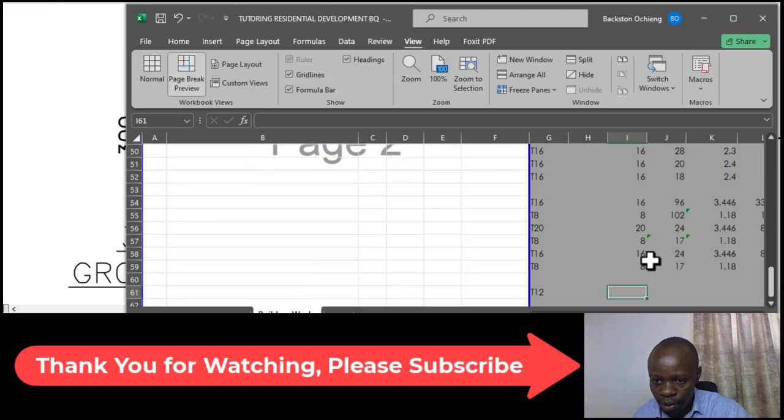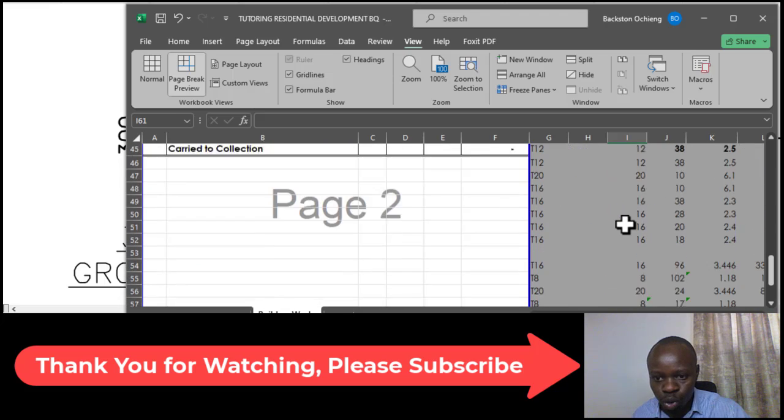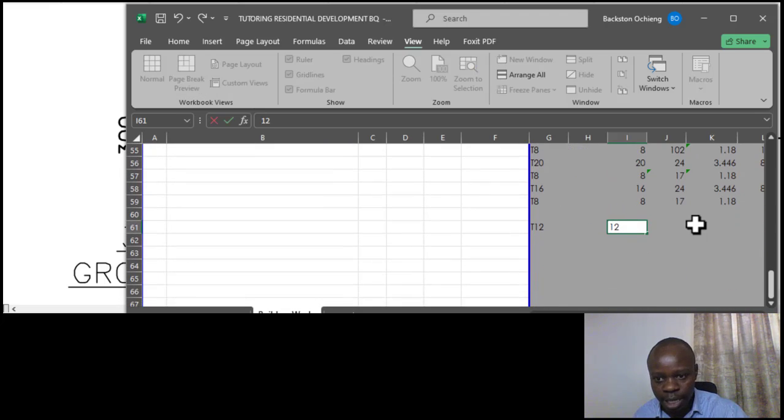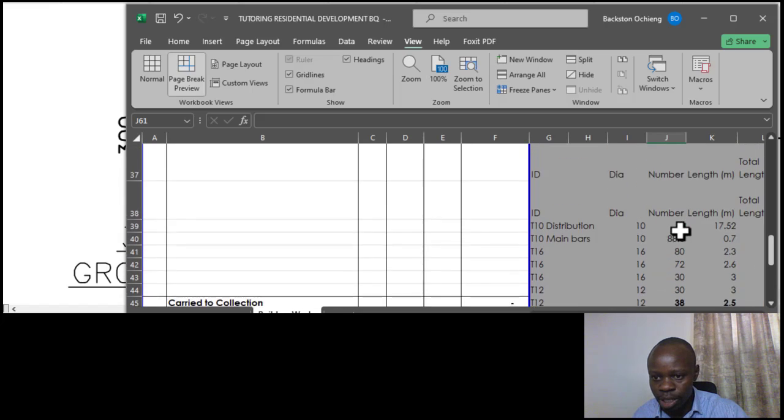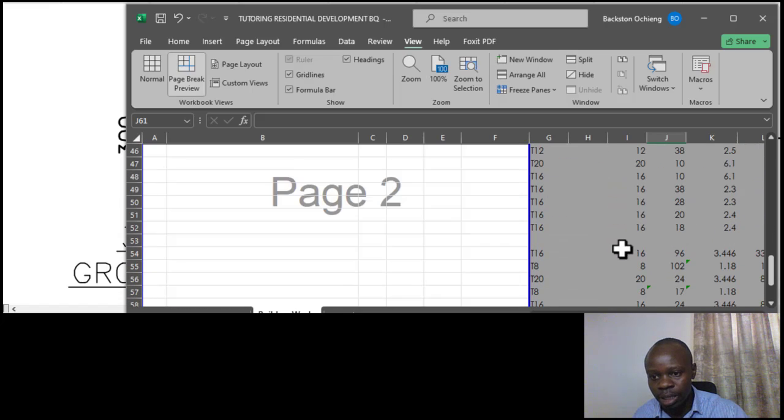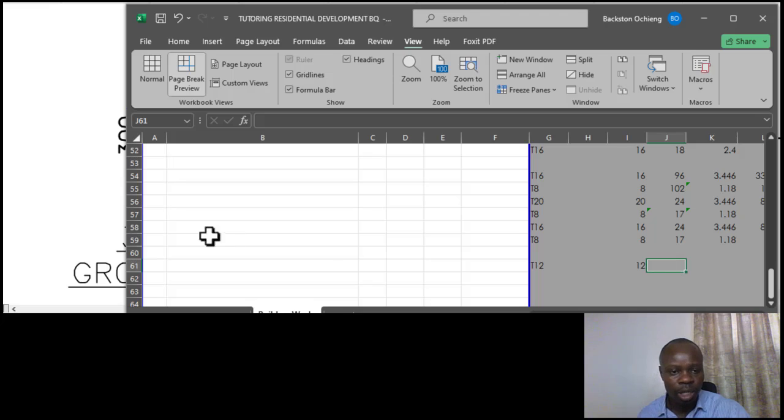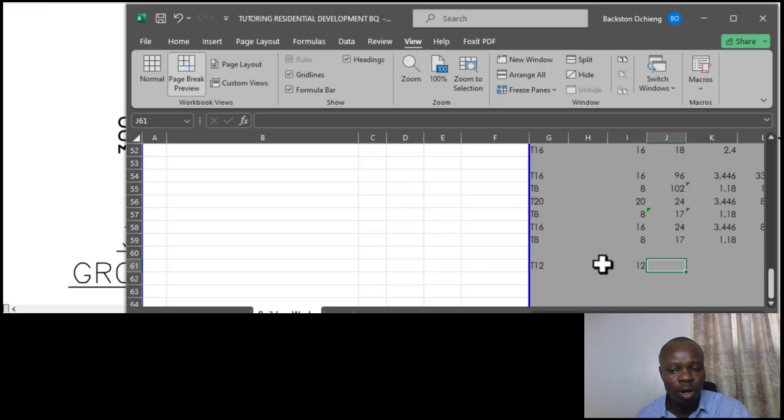T12. Then the next thing is for you to identify the diameter. The diameter is 12. Alright? Once you've known that, then get the number of the bars. You notice that we only have 2 at the bottom, 2 at the top. That gives us a total of 4 bars. Alright, so those are 4 bars.